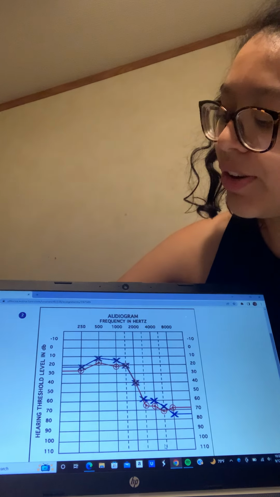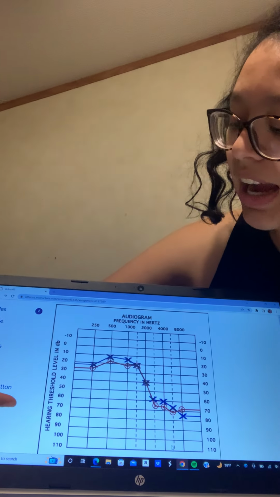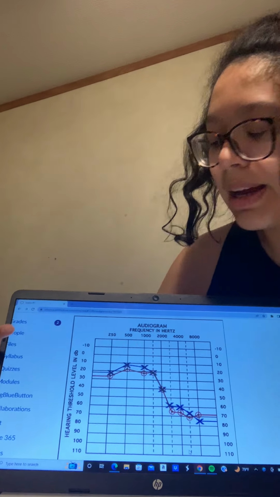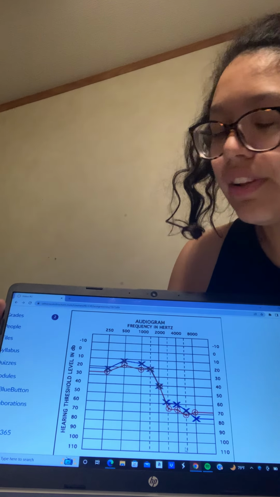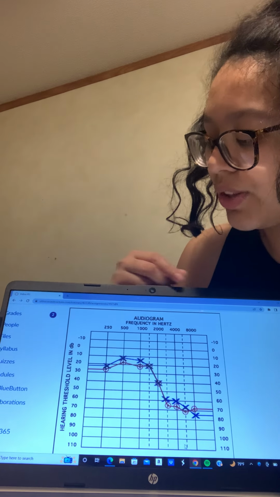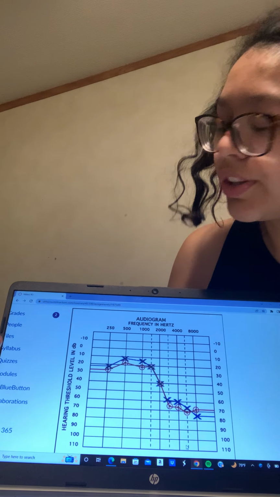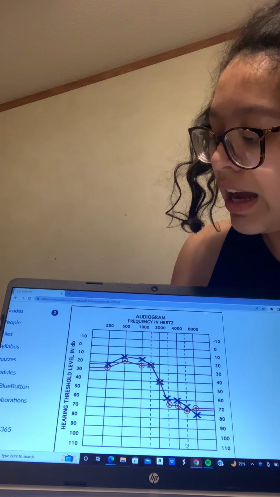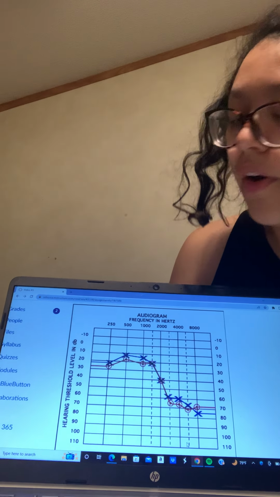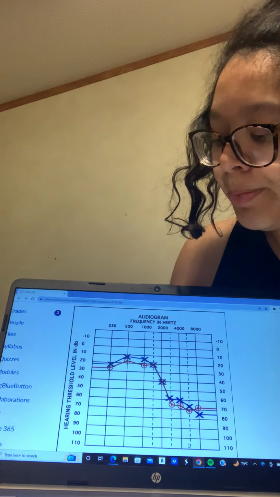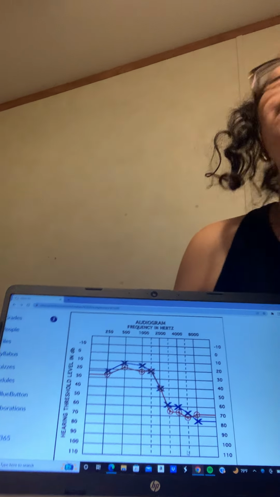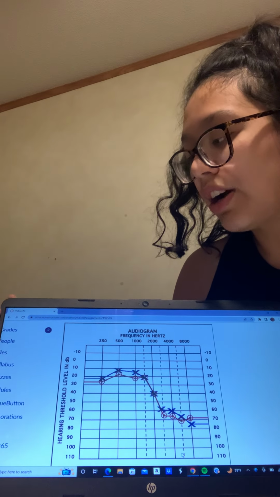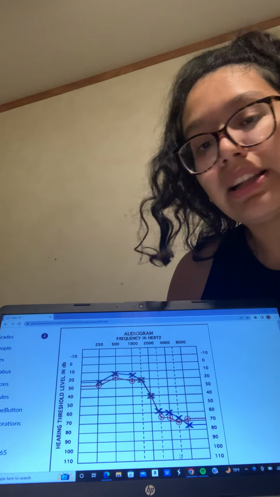So we're going to start with our axis on the right. We have our hearing threshold level in decibels. This is basically looking at loudness, the level of how loud we have to play these frequencies for your daughter to hear in each ear. At the top, we start from our quietest sound at -10 decibels and go all the way down to our loudest sound on the chart at 110 decibels. So we go from the top quietest down to the bottom loudest.